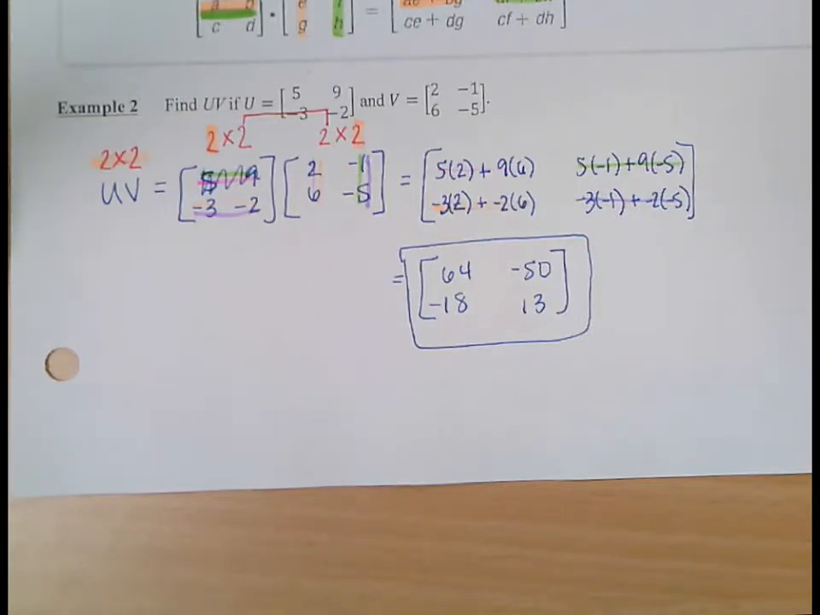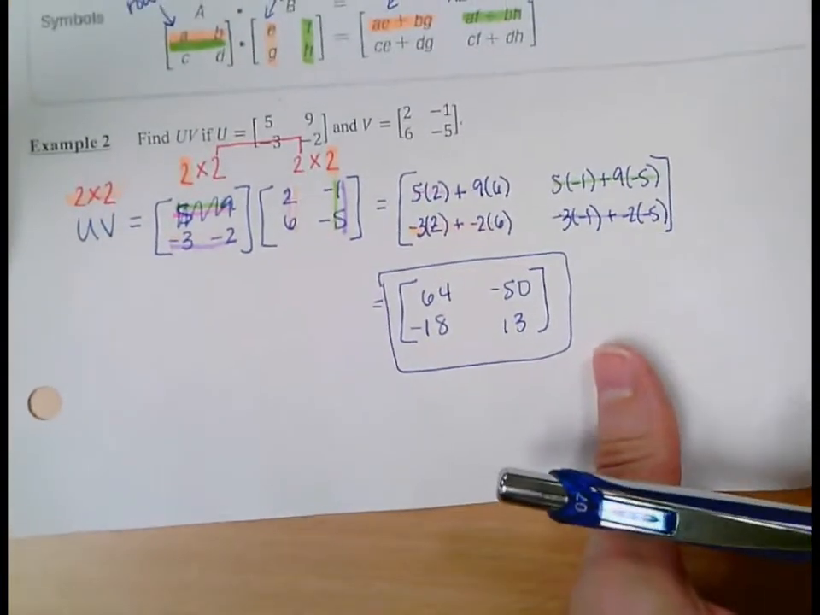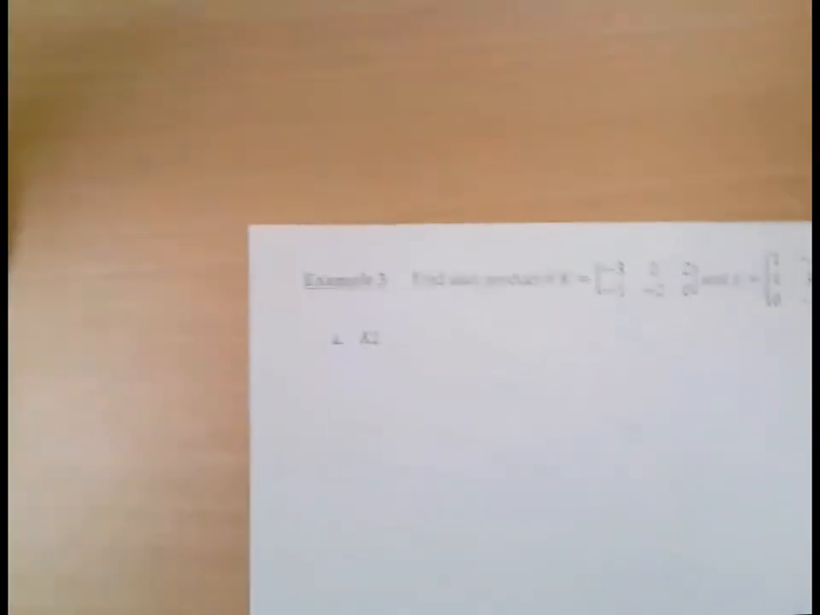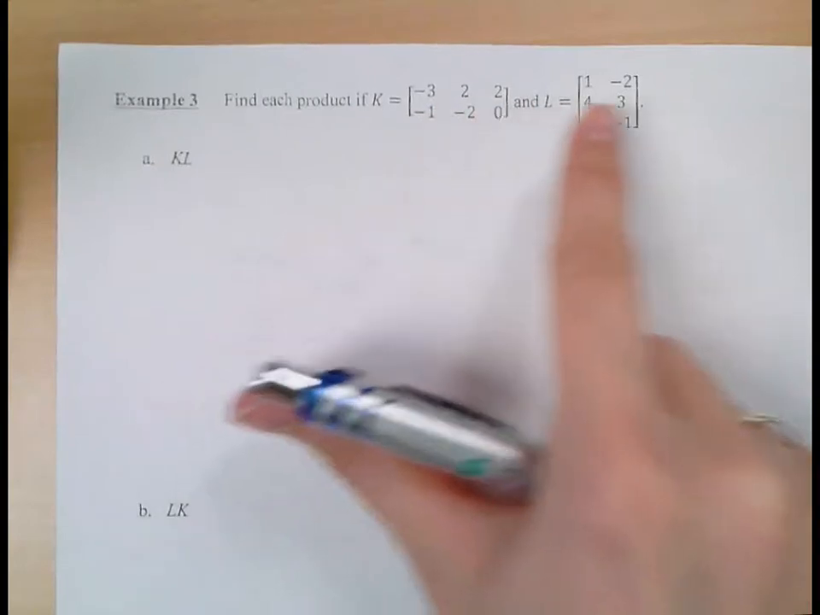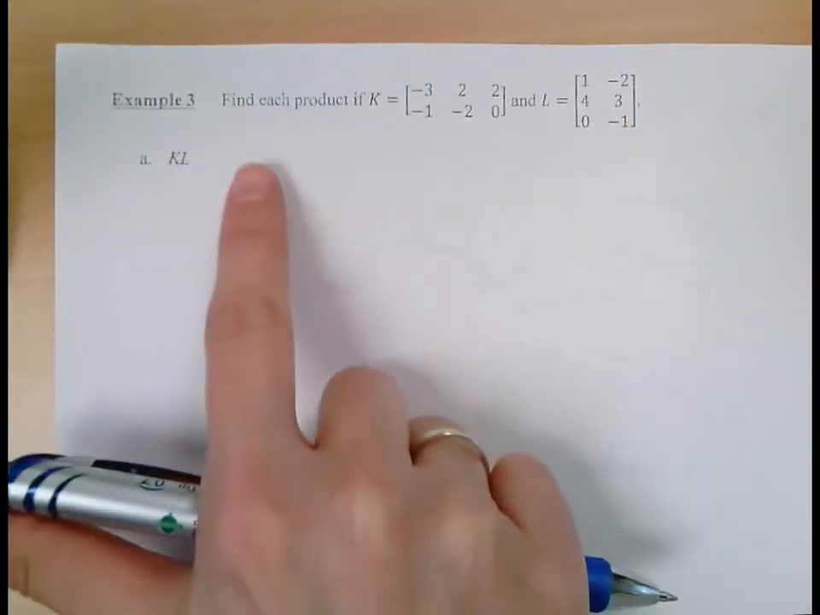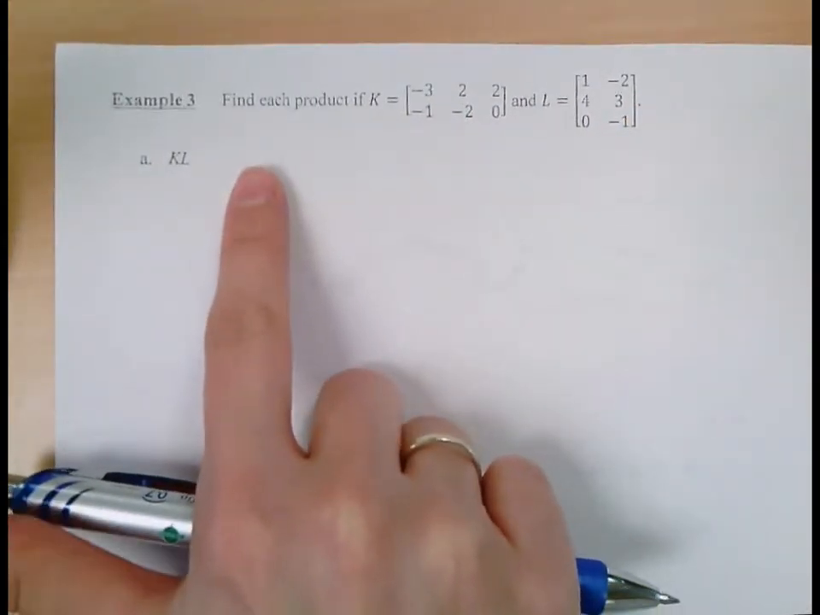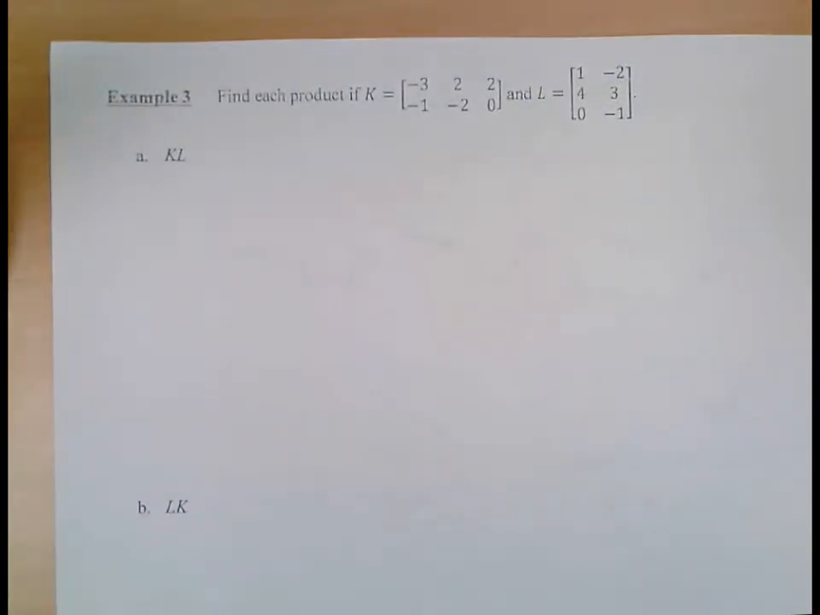Okay, questions on example 2? Okay. So we're going to go through example 3 together as well, or part of example 3 together. Example 3 is giving you two matrices K and L, and part A wants us to find K times L. Part B is L times K.